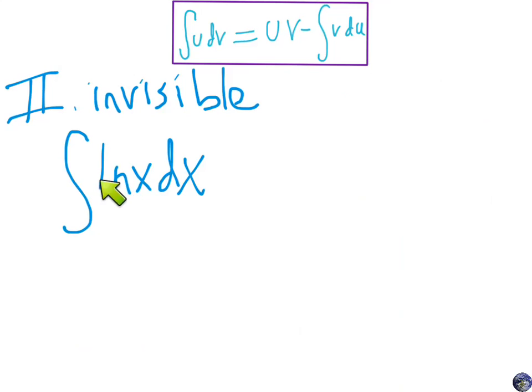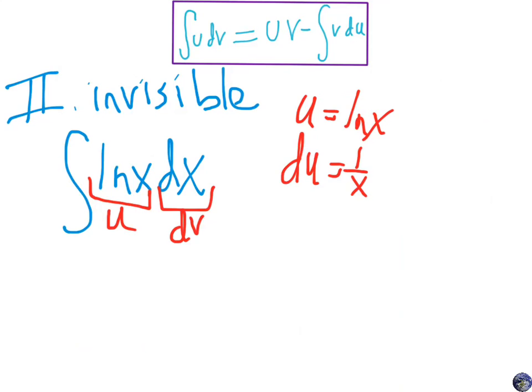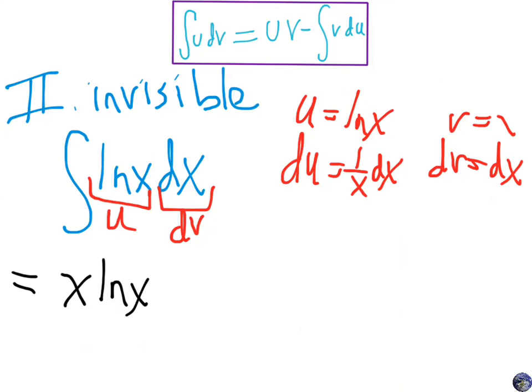You might say, how is it integration by parts? There's only one function there. Well, this is like an invisible part. You can think of this as being 1 dx. So let's split this up as that's our u, and that's our dv. Let me write it out. We have u equal to log x, so du is 1 over x dx. And our dv we said is dx, so that means our v is just x.